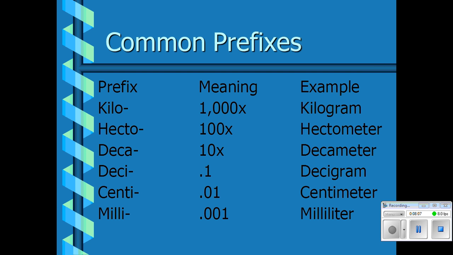And then underneath that, it talks about mnemonic devices for remembering the order of measurement values. You guys probably have heard this before. King Henry died drinking chocolate milk. So kilo, hecto, deca, deci, centi, milli. King Henry died drinking chocolate milk. And maybe you can come up with a different one to incorporate the unit in the middle. King Henry died, unit, come up with some other one that might make use of unit, died drinking chocolate milk.